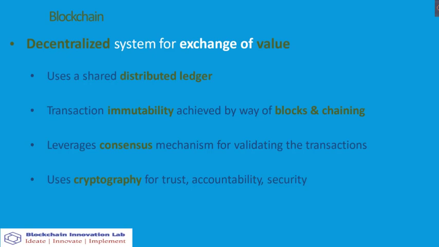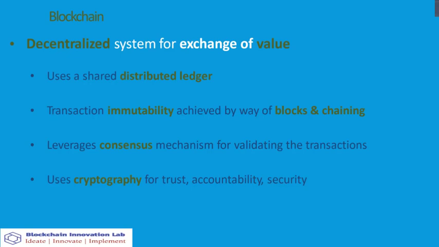And transaction immutability is achieved by way of blocks and chaining. In simple terms, it is a chain of blocks that keeps forming like a chain. That is called a blockchain. That is why it got the name blockchain. It forms a chain, with blocks built as the number of transactions increases; the blocks keep increasing. And it leverages a consensus mechanism. There are different kinds of consensus mechanisms which we will be discussing in the next slides. It's a very interesting thing to learn.